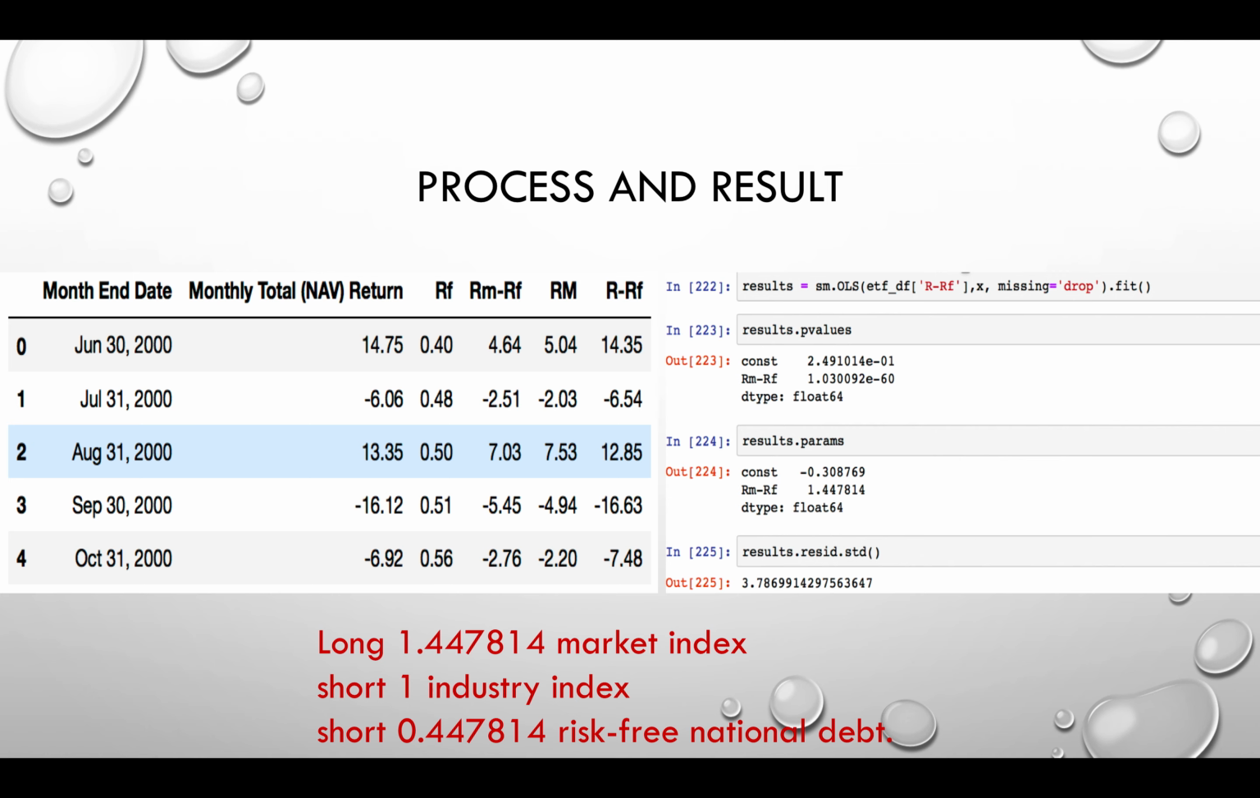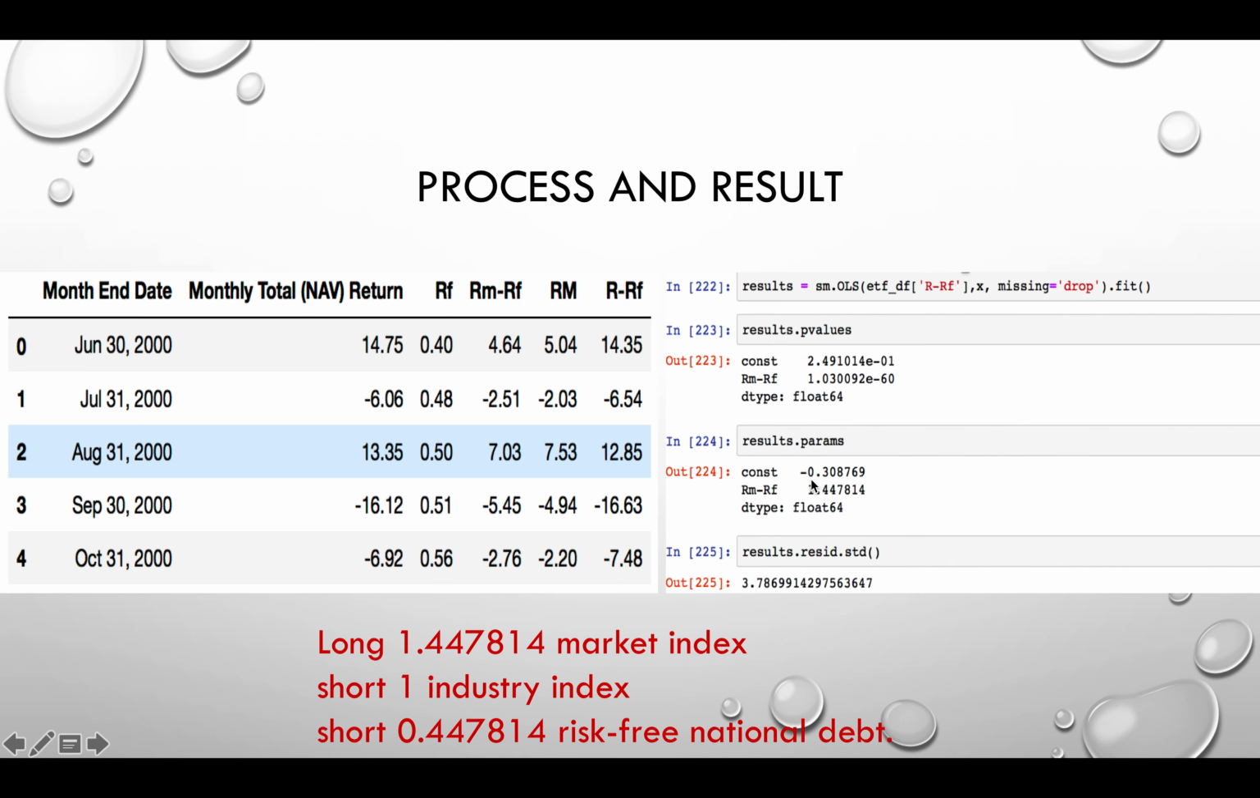So how we get our result is that firstly, we get the technology ETF figures in the US since June 30, 2000, and we got the market, industry, and the ETF returns. And after that, we can run a regression between the RM minus RF and R minus RF. So you can see we can get the alpha and beta here.